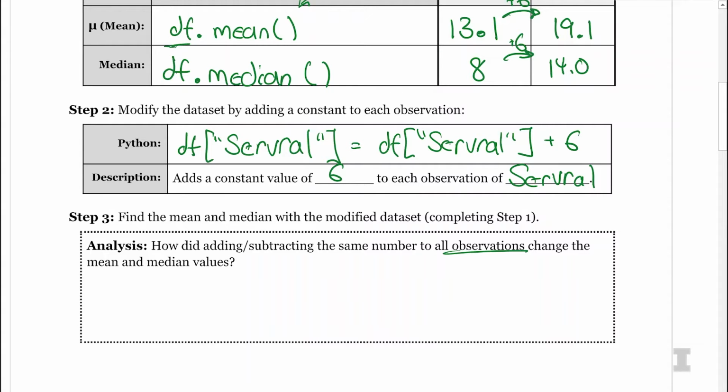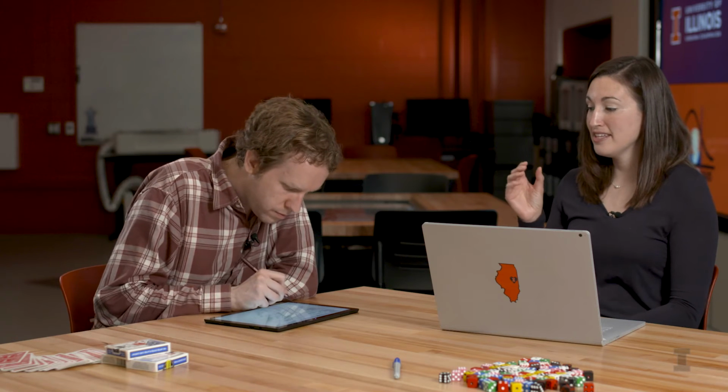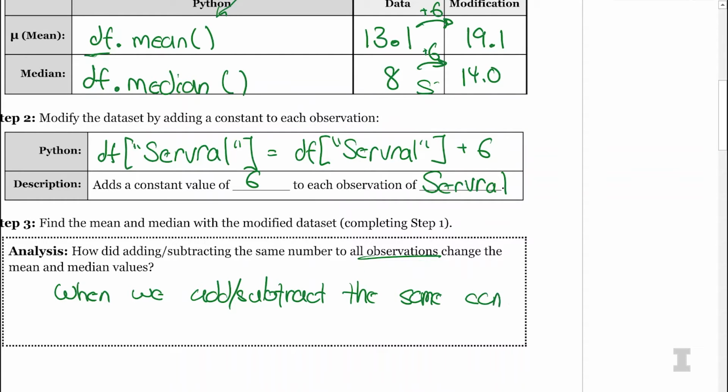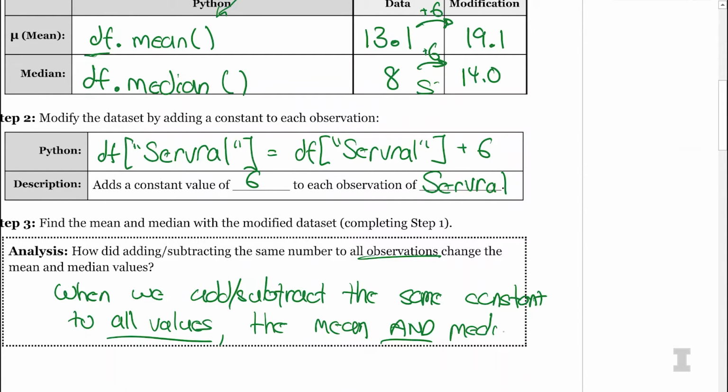So basically, it looks like if we add or subtract the same constant to every value on the list, then all we have to do to find the new median is add or subtract that constant to the original median. So when we add or subtract the same constant to all values, the mean and median both change by that constant.